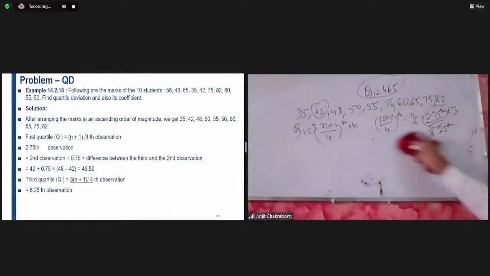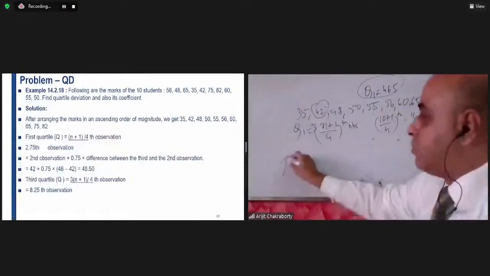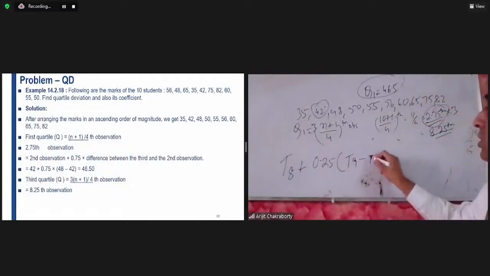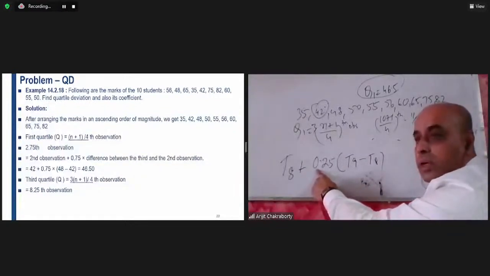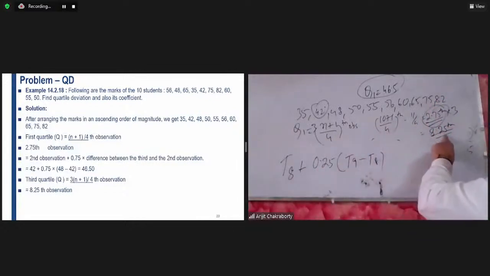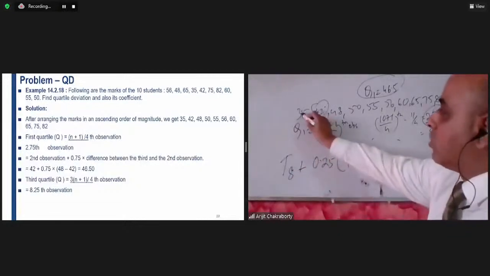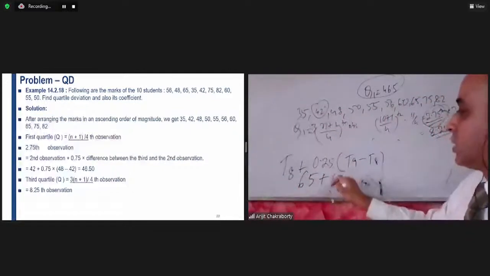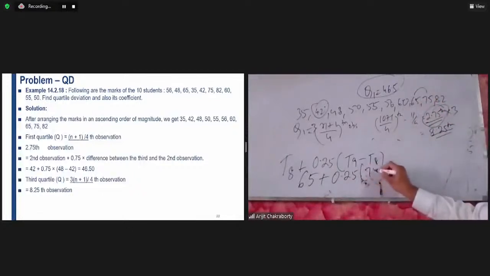Q3, you can see, is the 8.25th term. That means it is term 8 plus 0.25 into term 9 minus term 8. Term 8 plus 0.25, this is 8.25. I'm breaking it down: 8 is coming here, and 0.25 means the difference into term 9 minus term 8. Term 8 is how much? 1, 2, 3, 4, 5, 6, 7, 8. I'm getting 65 as term 8 plus 0.25 into the next term, which is 75. So 75 minus 65.